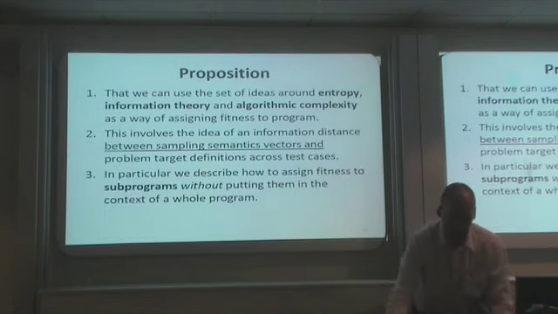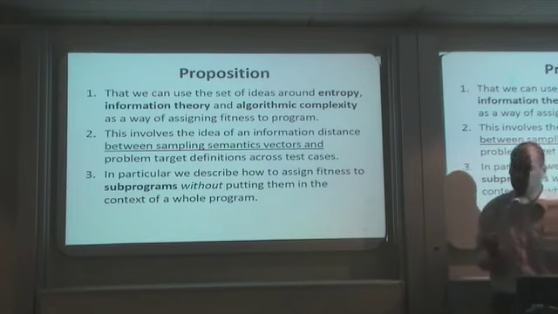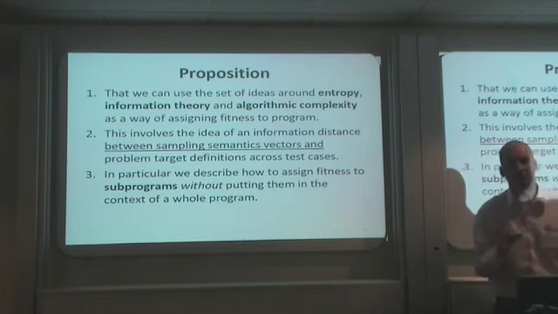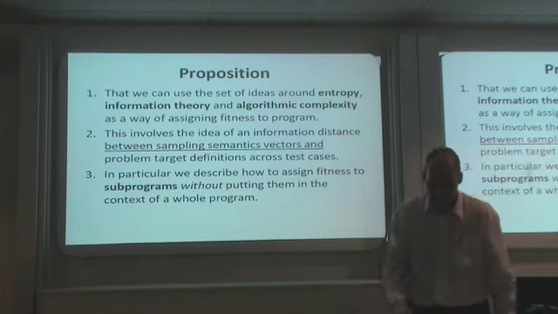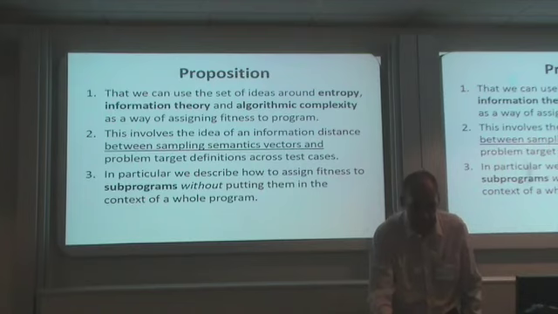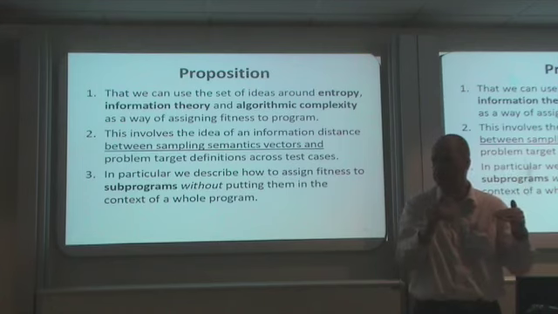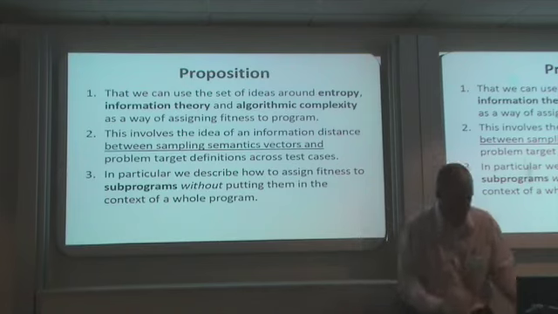So the proposition is, can we use things like entropy and information theory and algorithmic complexity to assign fitness to programs better than just counting test cases passed? And the way we're going to do this is by sampling the semantic vectors. So we look at the program on different test cases and see what information they've processed at that point. I'll explain that in another slide in a minute.